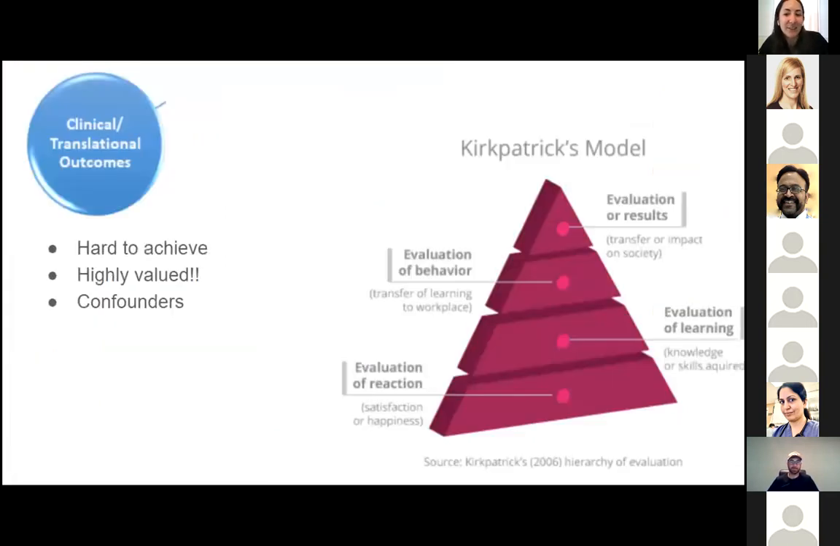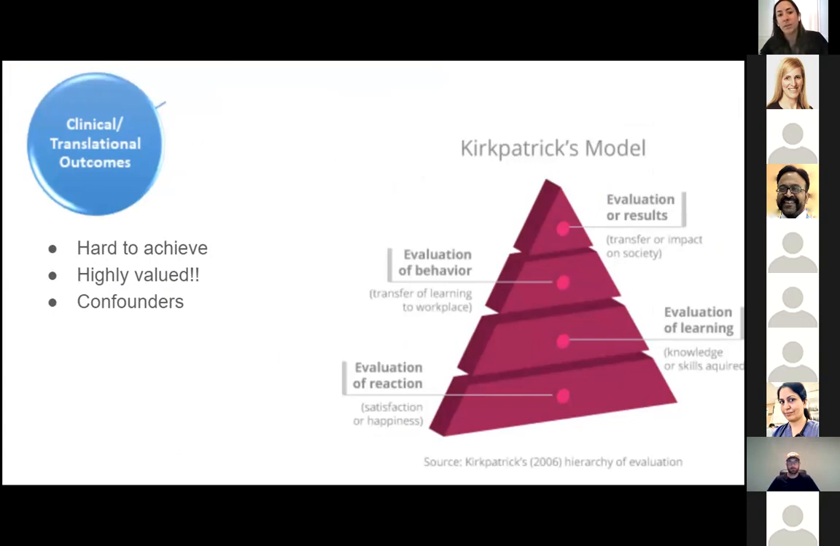Okay, so moving on, the clinical translational outcomes. I won't belabor this because we're approaching the end of our time, but again, it's hard to achieve this highest level of Kirkpatrick's model, but it's very, very highly valued. You just want to make sure that you're avoiding confounders. Is the transfer or impact on society something you can reasonably associate with your intervention, or is it possible there was some other intervention happening at the same time?